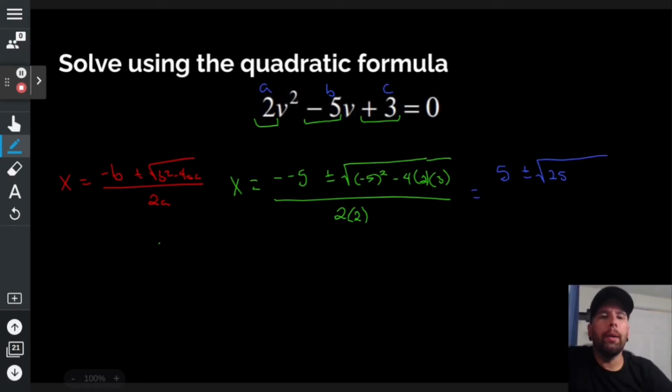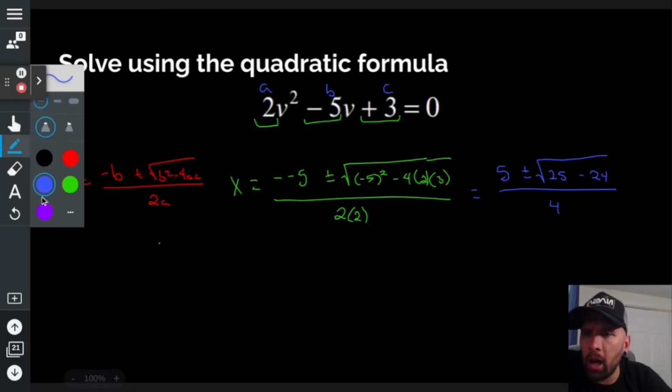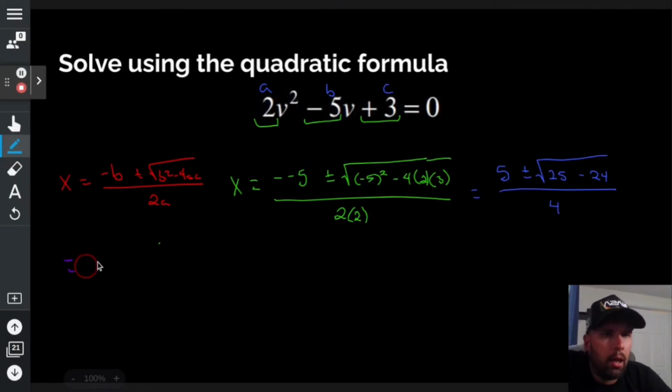All right. Negative 5 squared was 25. Minus 4 times 2 is 8 times 3 is 24. Oh, God is good. God is good. You'll see why in a little bit. Over 4. Okay. Let's keep going inside that square root. That's going to be 5 plus or minus the square root of 1 all over 4.